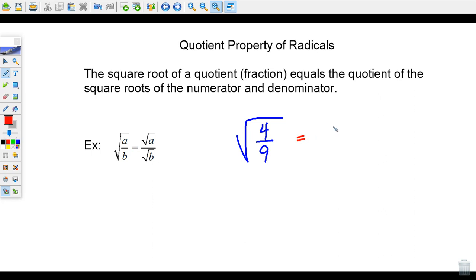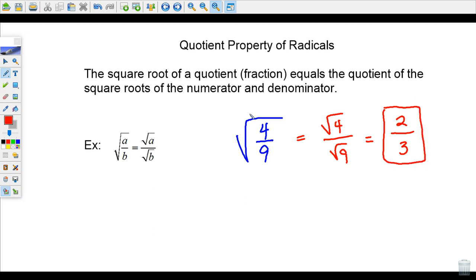So to simplify this, we take the square root of the numerator, square root of the denominator, and then we simplify those square roots. Luckily for this one, square root of 4 is 2, square root of 9 is 3. Both the numerator and denominator are perfect squares, so that just simplifies to 2/3.